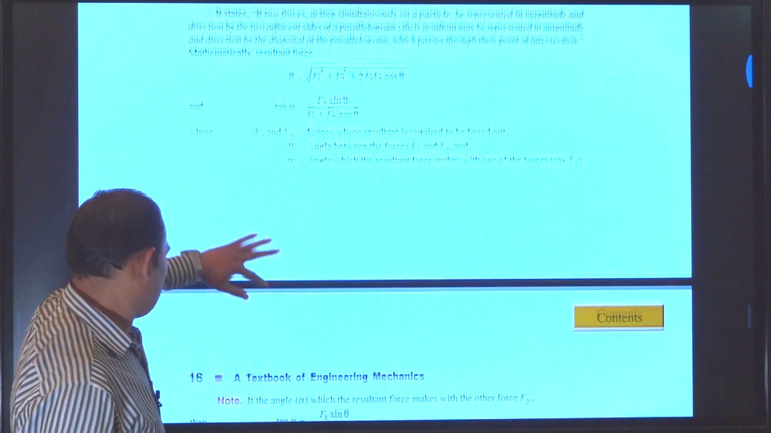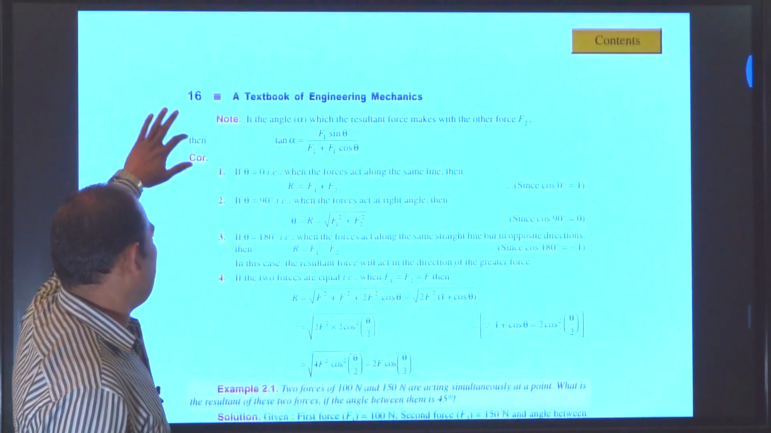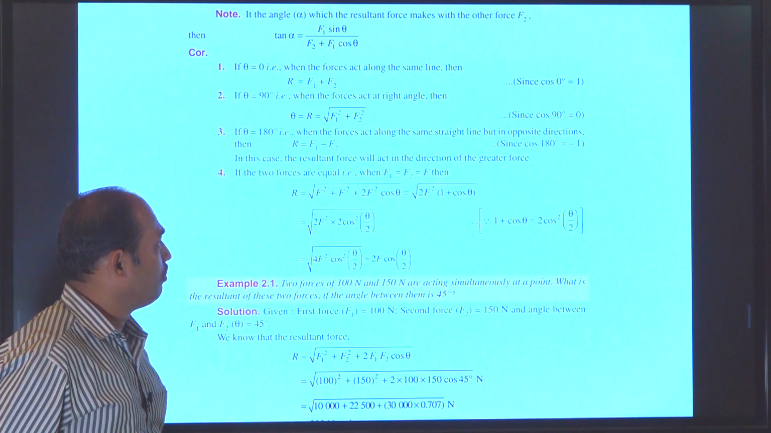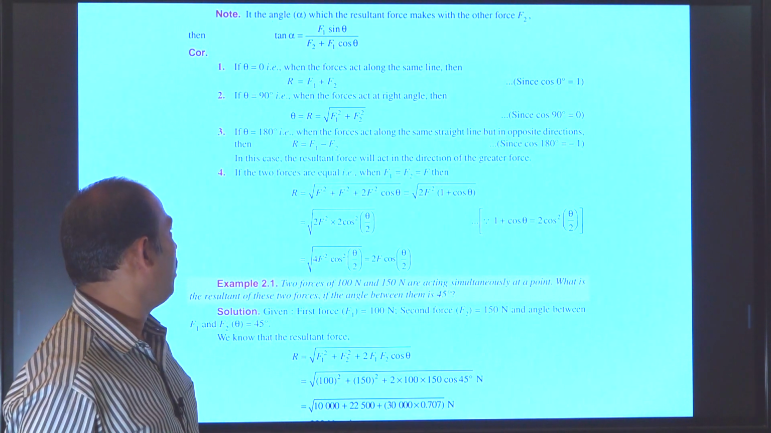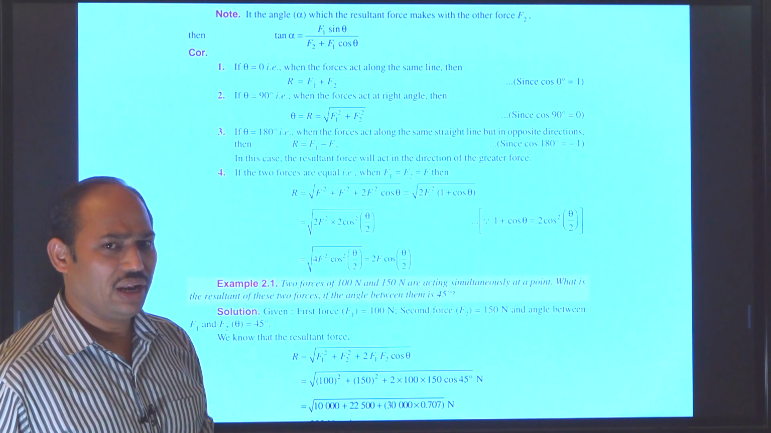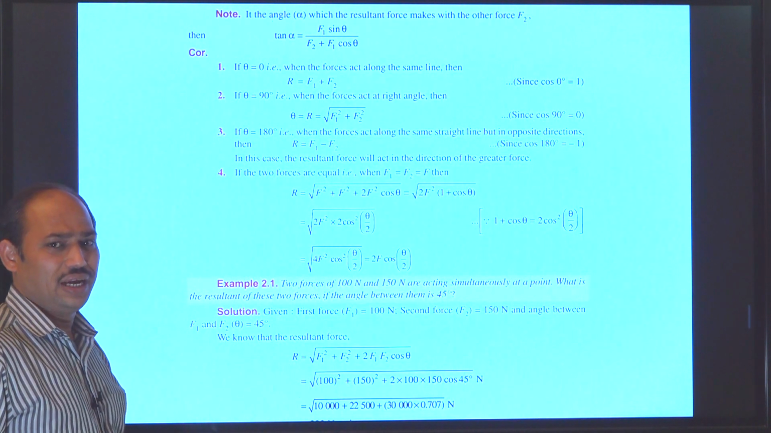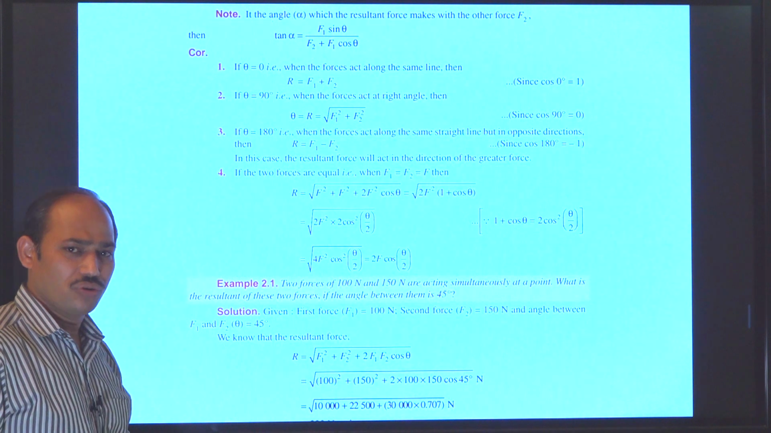Note that if alpha is the angle which the resultant force makes with the other force F2, then tan alpha is equal to F1 sin theta divided by F1 plus F2 cos theta.